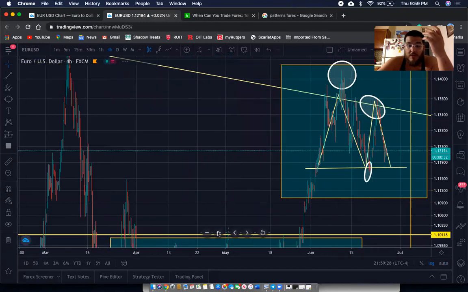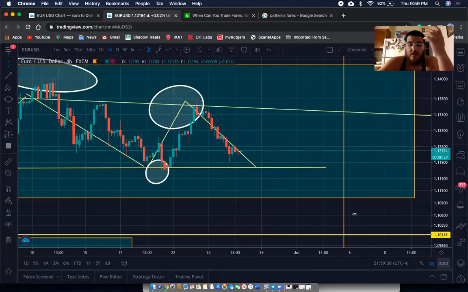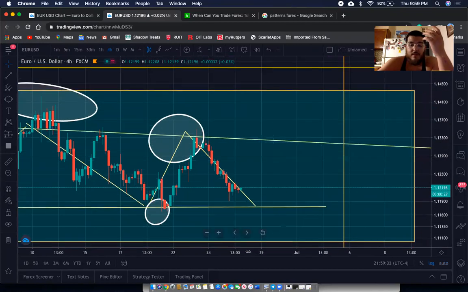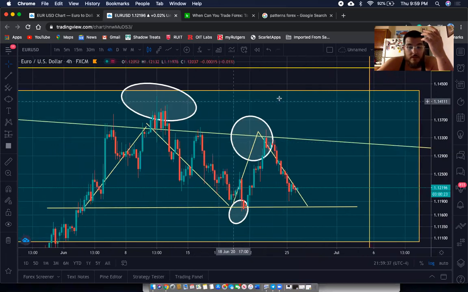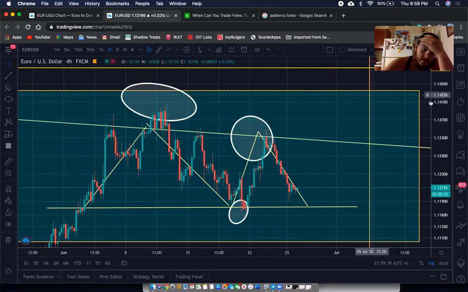When we go on a 4 hour, this is me zooming out. When we go inside, this is more of a downtrend. Correct me if I'm wrong. What do y'all think? Yeah, that's a downtrend. You know what I mean? So it really don't get more simple than this, y'all.